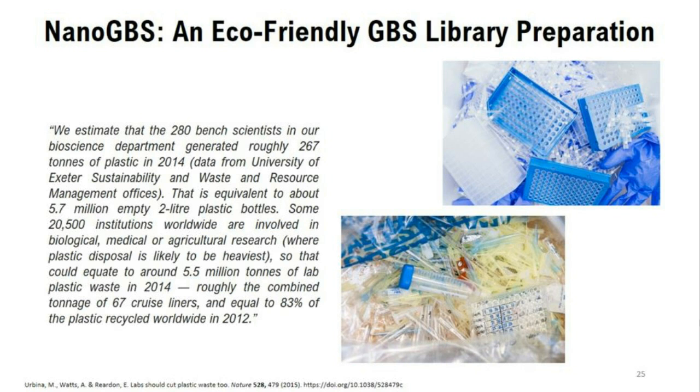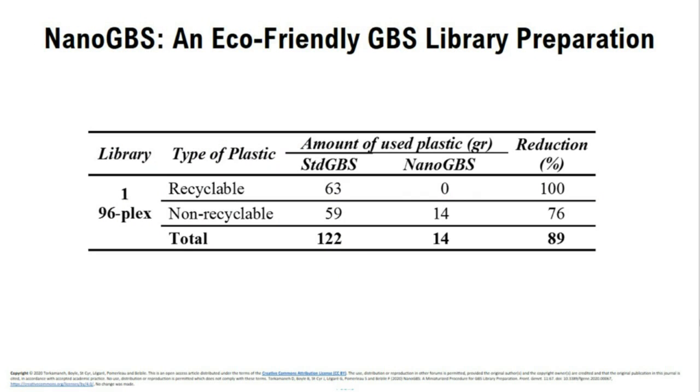As a concrete example, we tried to measure the quantity of plastic that we use through the StdGBS method, where for only one plate of 96, we use around 63 grams of recyclable plastic, 59 grams of non-recyclable plastic, and 122 grams in total for only one plate.